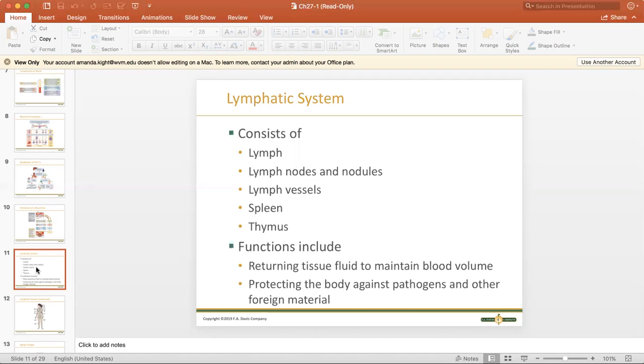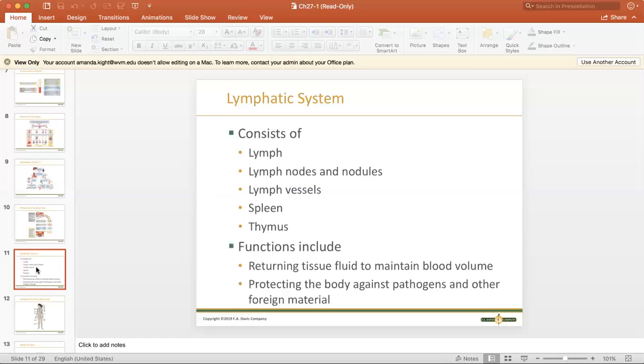Because it has so much to do with your immune system, and that's what I want you to take away from that part. The second thing has to do with your thymus, which, I'm so sorry, the last time I did the video, I kept saying thalamus. I have no idea why.